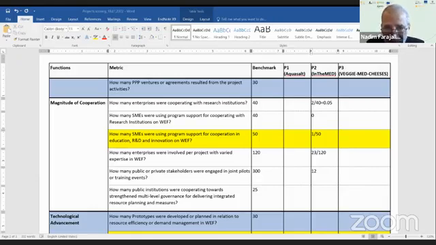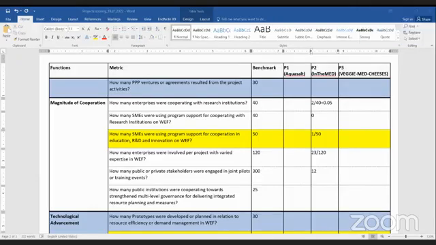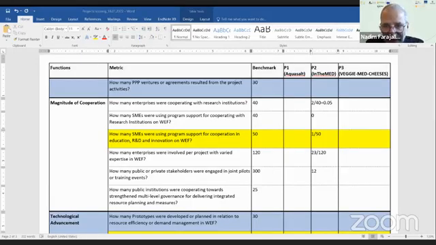There is a slight difference, but I guess the scoring can be very similar in those. Okay.